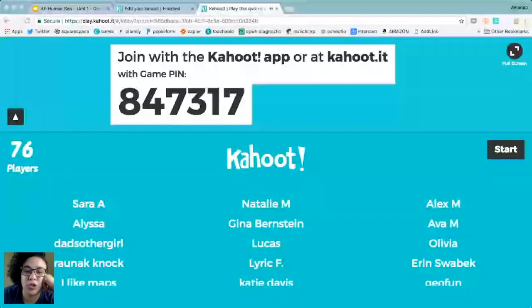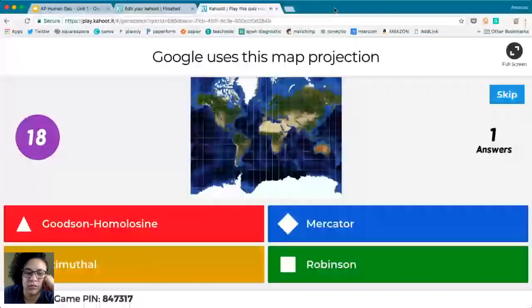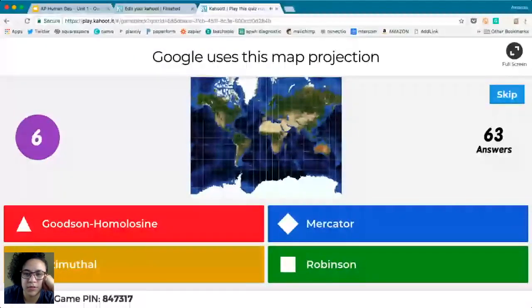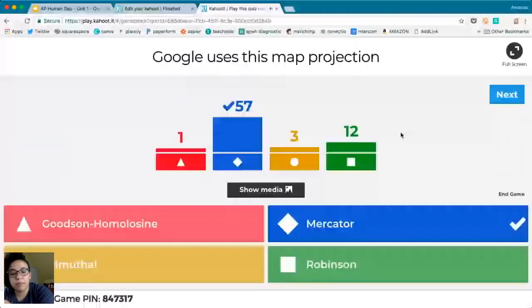Which one does Google use? What is this one? All right, time is up. Mercator, good job. So Mercator is the most popular one that's used in places. Robinson is like the best type of map. So make sure you know the difference between those two.